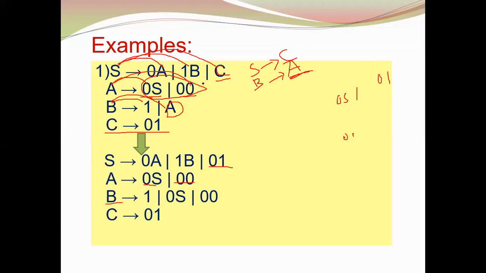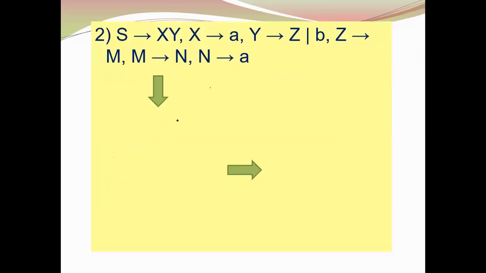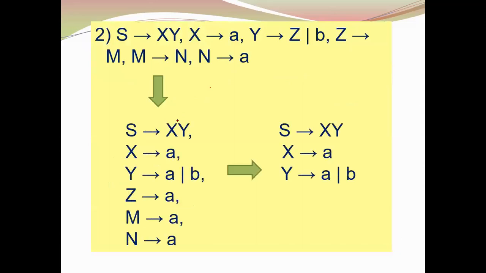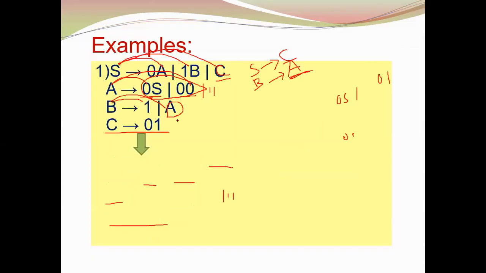If I have another production, I have to mention that also. For this A, whatever the productions are, we have to substitute all of them. And the next one is C tends to 0, 1. Now my grammar is free of the unit production.